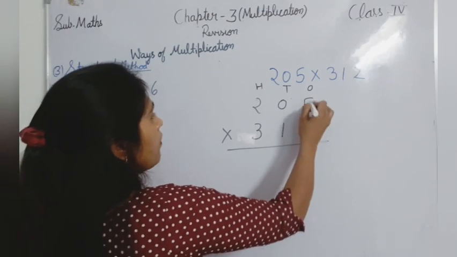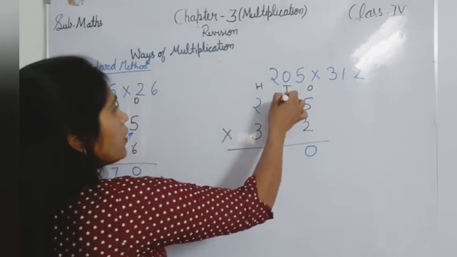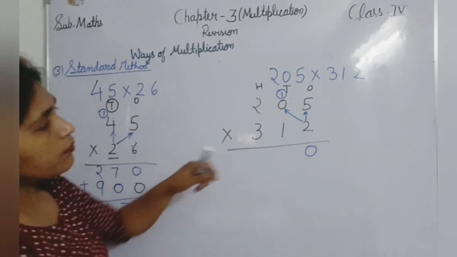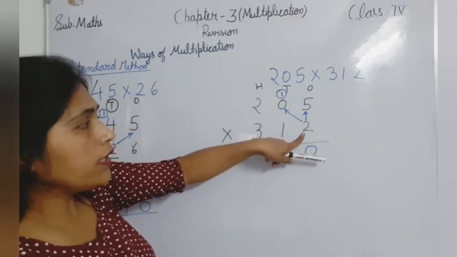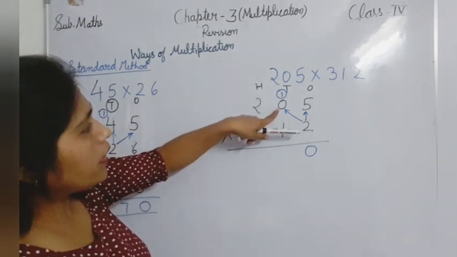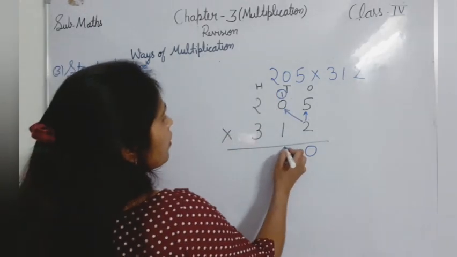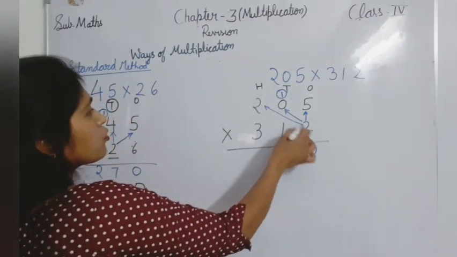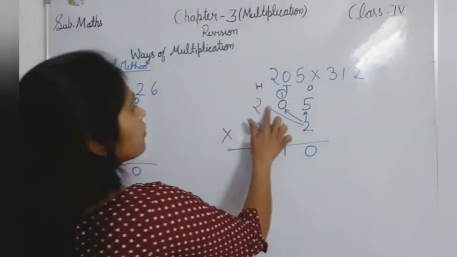2 multiply by 5. So 2 5s are 10. 0 will come here, 1 will go carry forward. Now 2 multiply by 0. When we multiply 0 with any number, the product is 0 only. The answer is 0. So 2 multiply by 0 is 0 and 1 makes 0 plus 1 is equal to 1. So here will come 1. Now 2 multiply by 2. 2 2s are 4. Now 2's turn has been over.